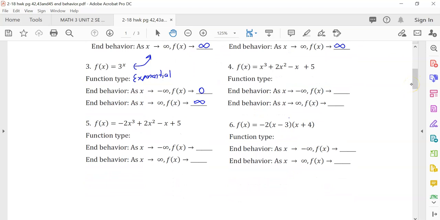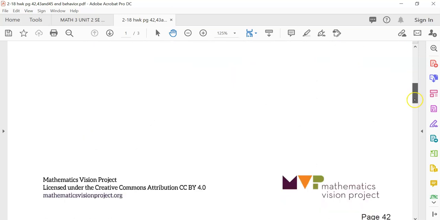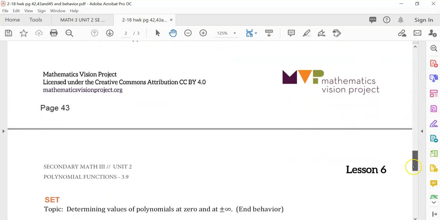Remember, if it's in factored form, you take your multiplicities and add those together. So here the degree is 2, which means this is a quadratic. And so it's even, which means both arrows point in the same direction, but it has a negative leading coefficient. So that means the right side is going to point down, which means the left side also points down because it's even. That's what you're doing for these.